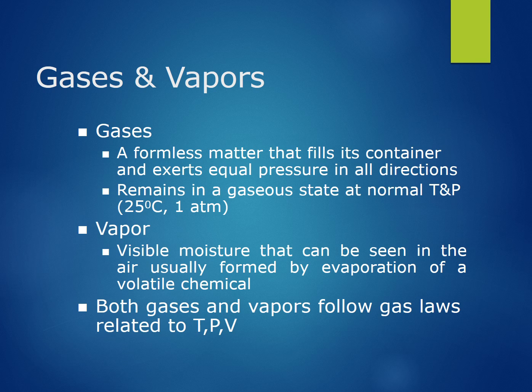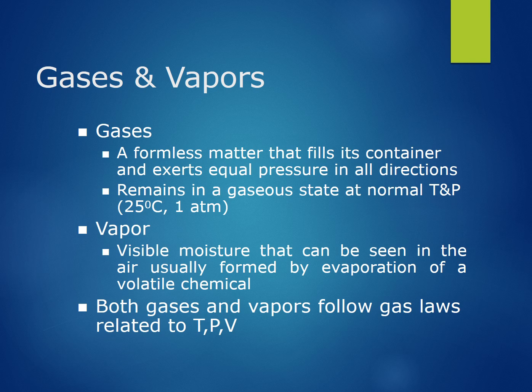Gases and vapors. A gas is a formless matter that fills its container and exerts equal pressure in all directions. It is a gas at room temperature and remains in that state. A vapor is a liquid at room temperature and evaporates, converting to the gaseous phase, and we call that a vapor.